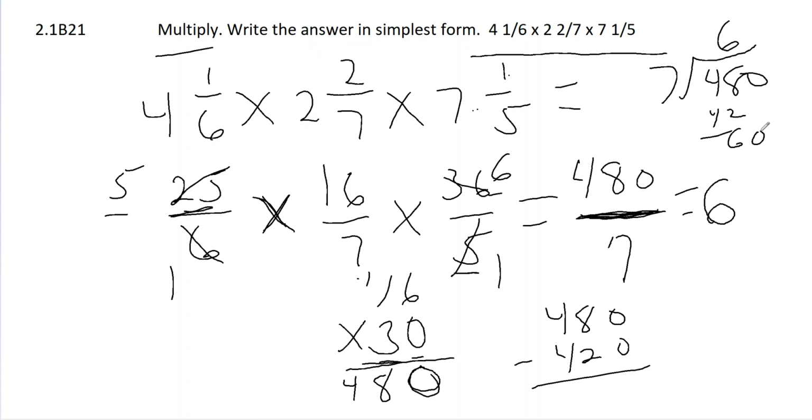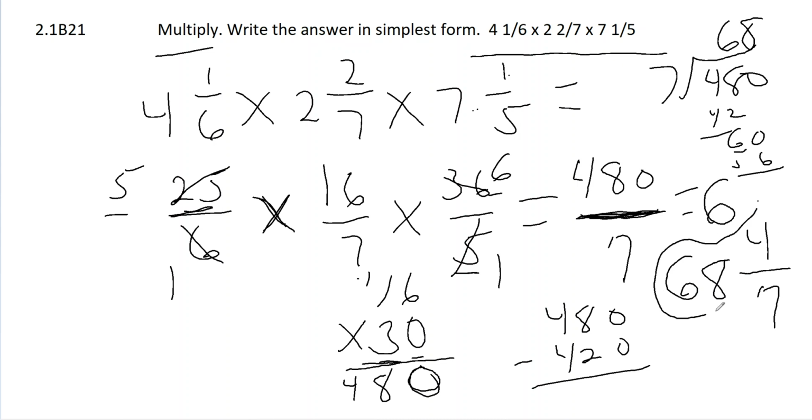7 goes into 60 how many times? 7 times 8 is 56. So we end up with 4 left over. So let's rewrite that again. We end up with 68 as the whole number with 4 left over 7. Alright, again, it's a little messy. Hopefully you could follow what I did there.